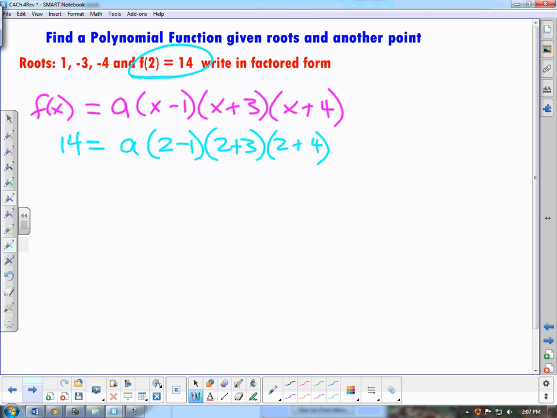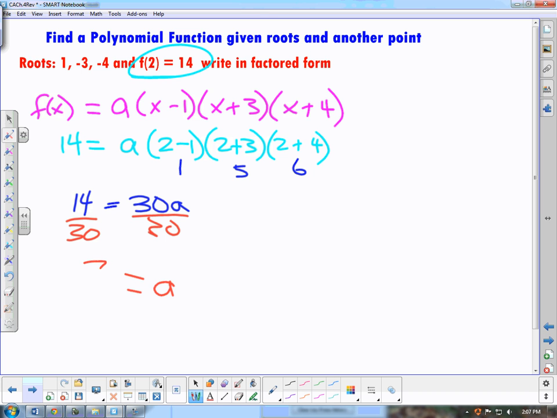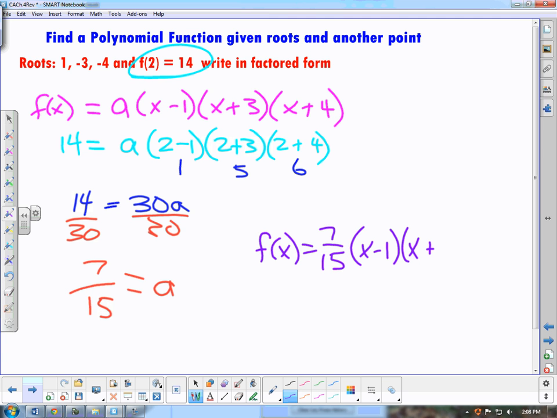And now solve this. That is 1, that is 5, that is 6. And so then you have 1 times 5 times 6 is 30. So 30a equals 14. Divide by 30. And a equals 7 over 15. And so then to write your answer, you would have f of x equals 7/15 times x minus 1 times x plus 3 times x plus 4.